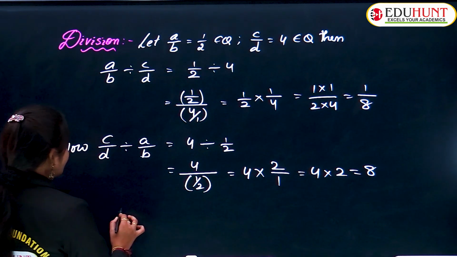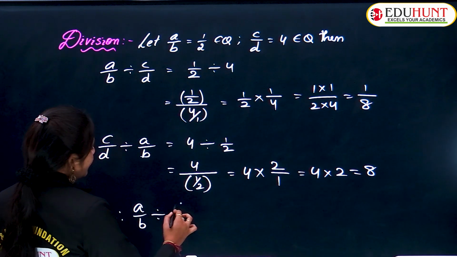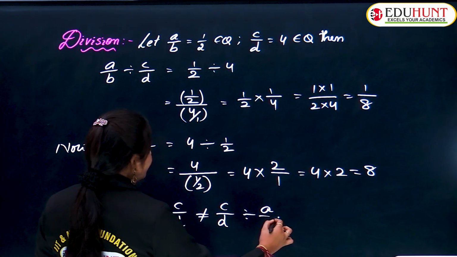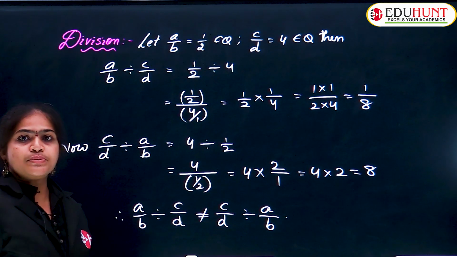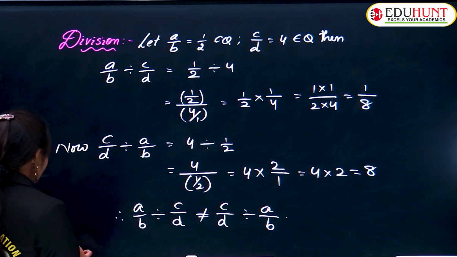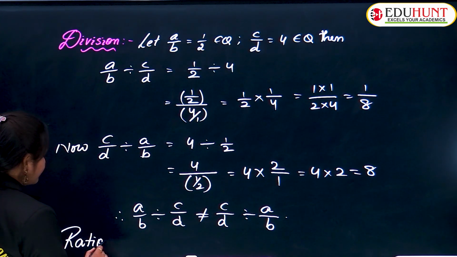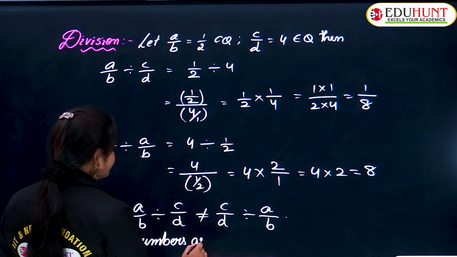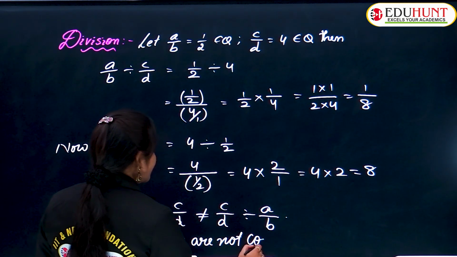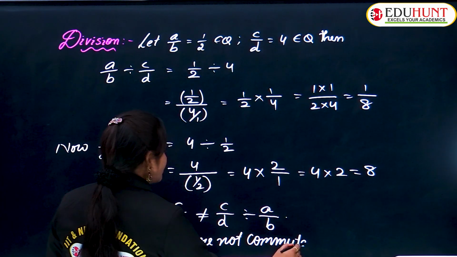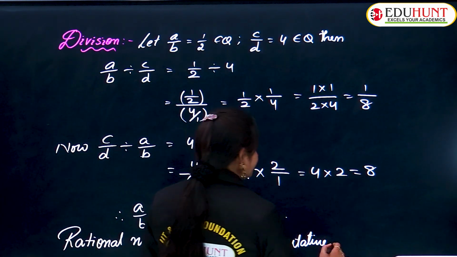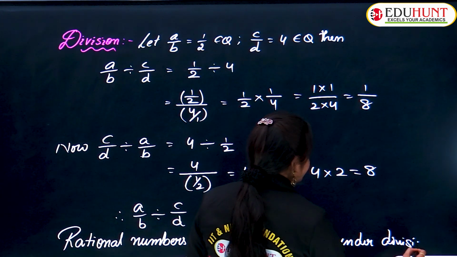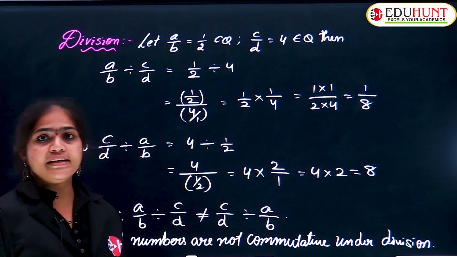Understood? That's why here A by B divided by C by D is not equal to C by D divided by A by B. Understood? As per this, what is the final statement here? Rational numbers are not commutative under division. Not commutative under division. Okay, so here division is not possible.